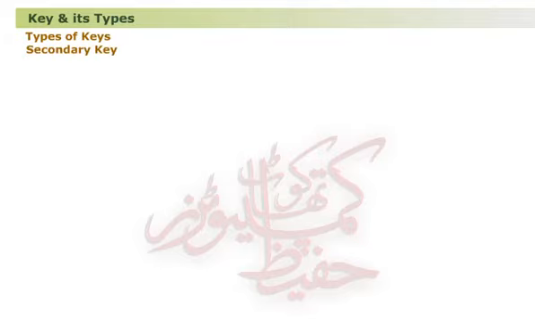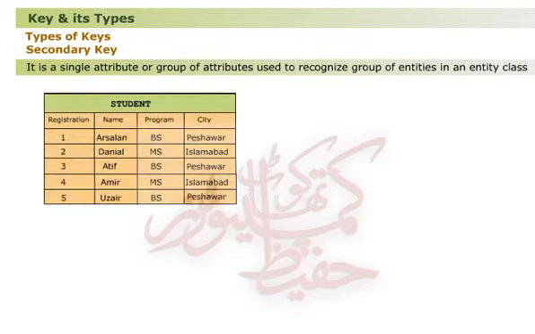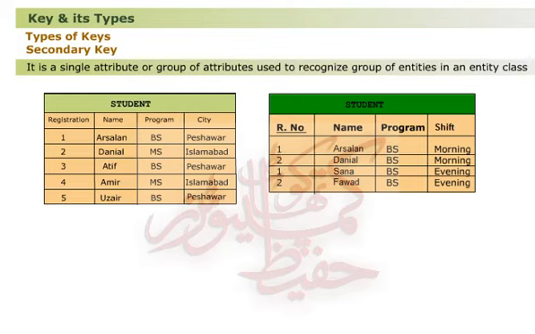Secondary key. It is a single attribute or group of attributes used to recognize a group of entities in an entity class. Consider the entity class student as shown. The attribute city can be used as secondary key, knowing all the students belonging to Peshawar. Any part of the composite key can also be used as secondary key. For example, in the entity class student as shown, the attribute shift can be used as secondary key, knowing all the students of morning shift or evening shift.